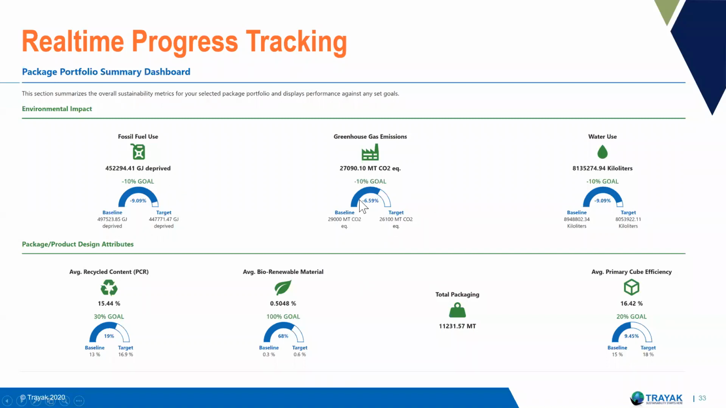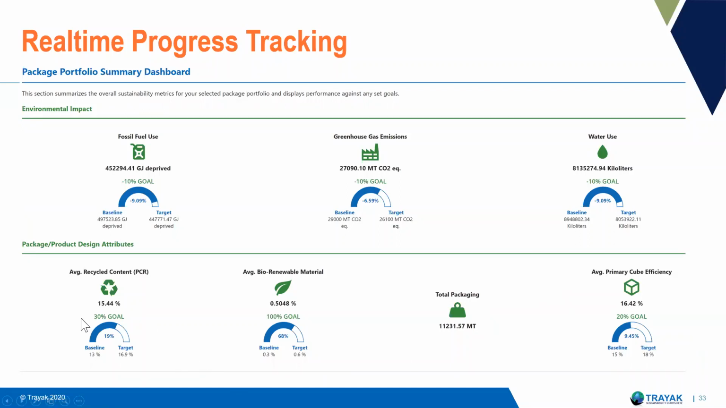For greenhouse gas emissions, I've been able to reduce by about 6.7%. My goal is 10%, so I still have a little bit of a way to go, but I am progressing towards my goal. And then water use, same story here. Pretty close to the 10% goal target, but about a 9% reduction. And you're able to put goals for every indicator that you see in Compass.